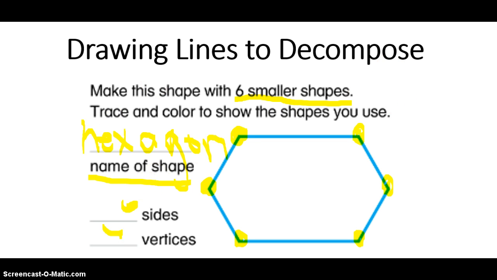Now we can trace a line, and I can make six smaller shapes. So within this hexagon, I have added 1, 2, 3, 4, 5, 6 triangles.